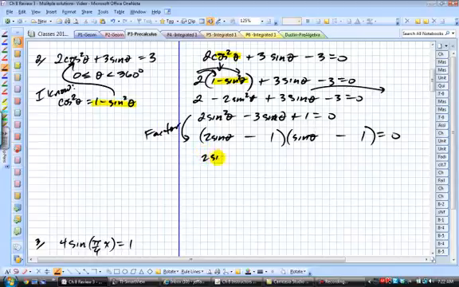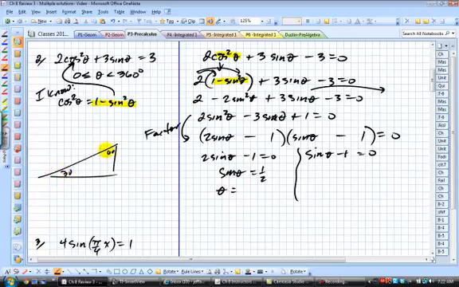And then I set both equal to 0, like I always do in all my examples. Whenever you factor, you always set both factors equal to 0, and you solve each. Here you get sine theta is equal to 1/2, and that's when theta is equal to 30 degrees.